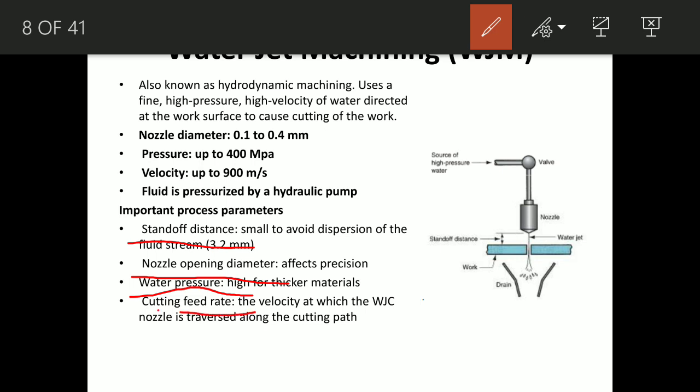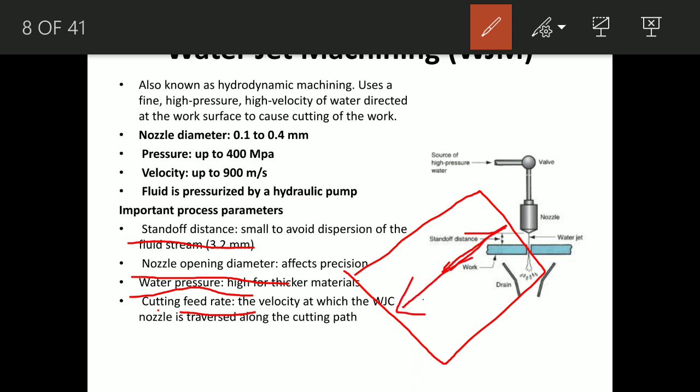Cutting feed rate is the velocity at which the water jet cutting nozzle is traversed along the cutting path. Means this is the workpiece, and if this is the nozzle, then it has to travel in this direction. This is called the traverse direction, either this direction or this direction. If the nozzle is pointed at this point, then this may be called the traverse direction if the cutting is in this direction. The cutting feed rate means the rate at which you are traveling from one point to another.